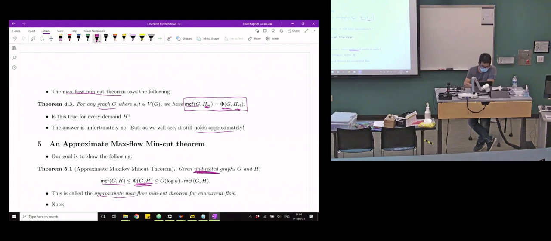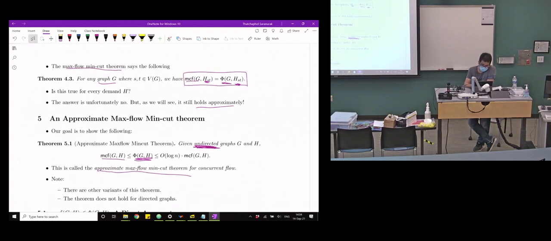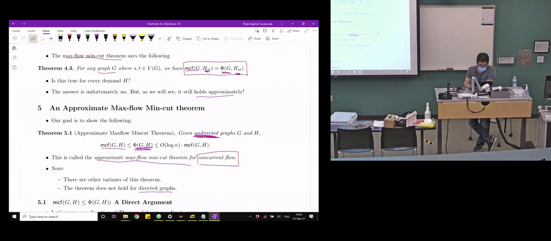So this is called the approximate max-flow min-cut theorem for concurrent flow. There are other variants of this theorem, which are interesting too, but this time we will talk about concurrent flow. And by the way, this actually doesn't hold for directed graphs. Any question about at least the statement of the theorem? This is the goal today.